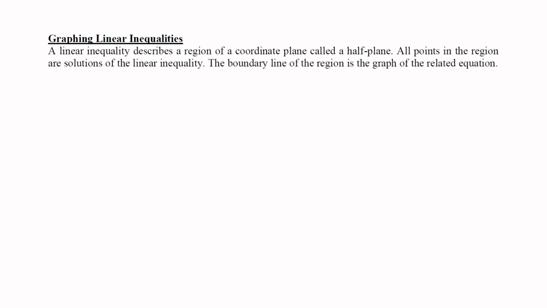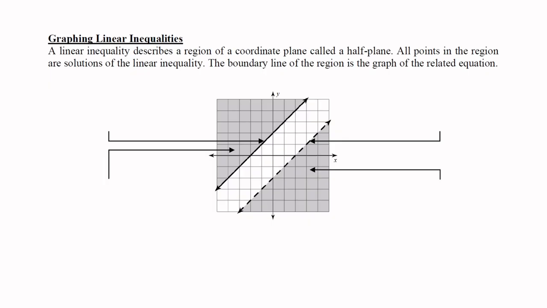A linear inequality describes a region of a coordinate plane called a half-plane. All points in the region are solutions of the linear inequality. The boundary line of the region is the graph of the related equation. So this is what a linear inequality looks like graphed. In fact, on this graph, we have two linear inequalities graphed, one on the upper left and one on the lower right. So let's talk about what all these things mean.